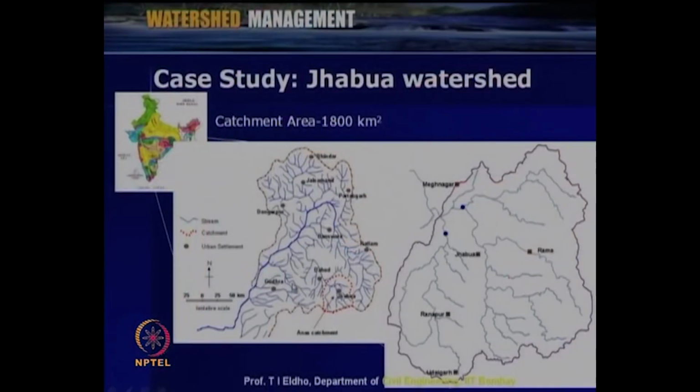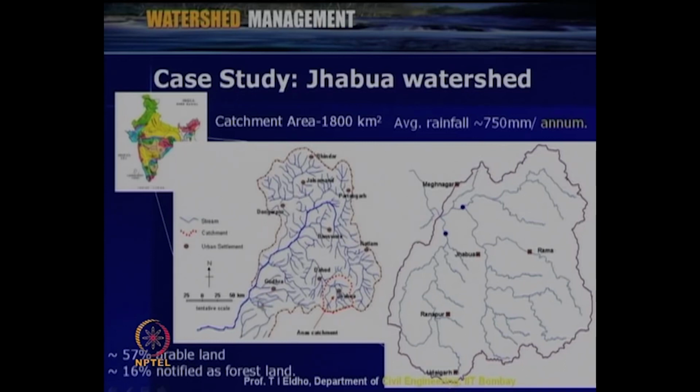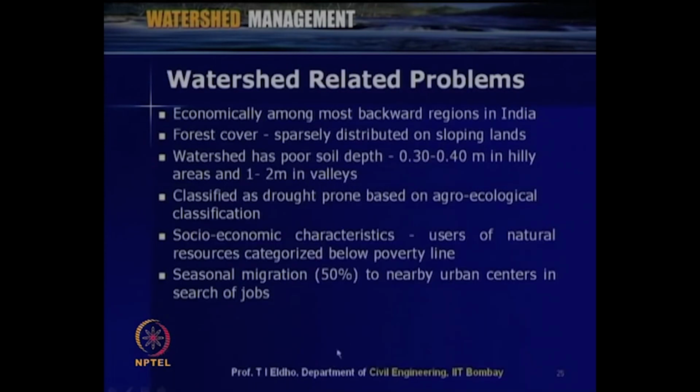Finally, before closing this lecture, we will have a brief discussion on a successful case where people participation and stakeholder analysis have been effectively utilized. The case study is on the Jhabua watershed, which is in Madhya Pradesh. This is the area. The total area is about 1800 square kilometers, and the average rainfall is 750 millimeters per annum. Before the watershed management practices were implemented in the 1990s and beginning of 2000, about 57% of the area was arable land and 16% was notified as forest land.